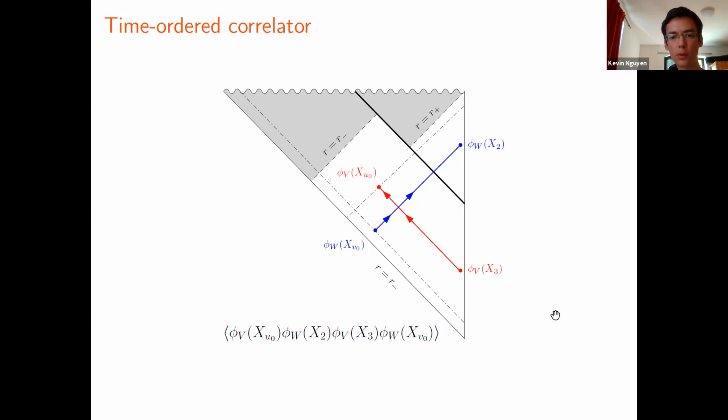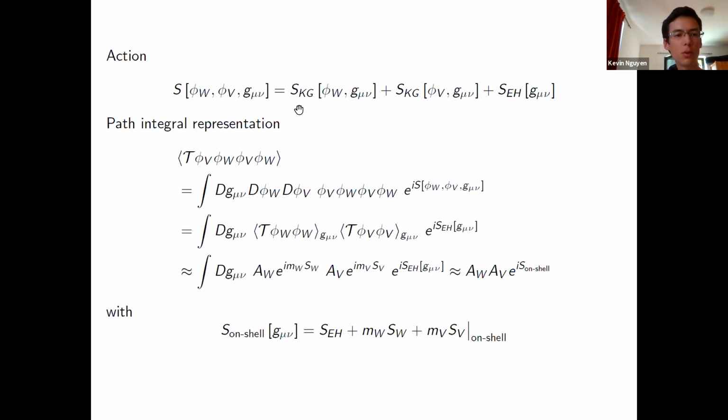Okay, so we want to compute this kind of 2-to-2 scattering, and I will do so by using the path integral representation, where the dynamics of the system is basically the Klein-Gordon dynamics of the fields phi_W and phi_V, which are dual to the W and V CFT operators, plus the gravitational dynamics, the Einstein-Hilbert action.